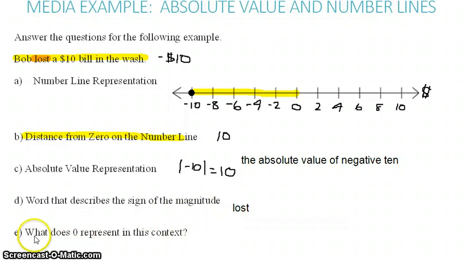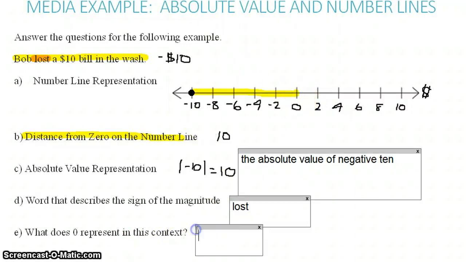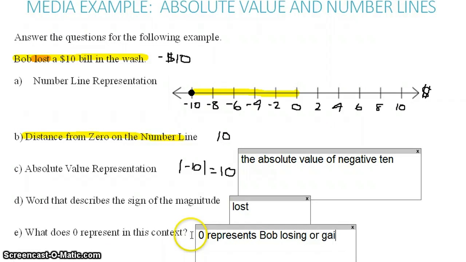And finally, they ask us, what does 0 represent in this context? So it's always good to think of what the 0 value represents, because it's sort of our baseline for an application. So 0 represents Bob losing or gaining $0. Or you could put no change in his amount of dollars.